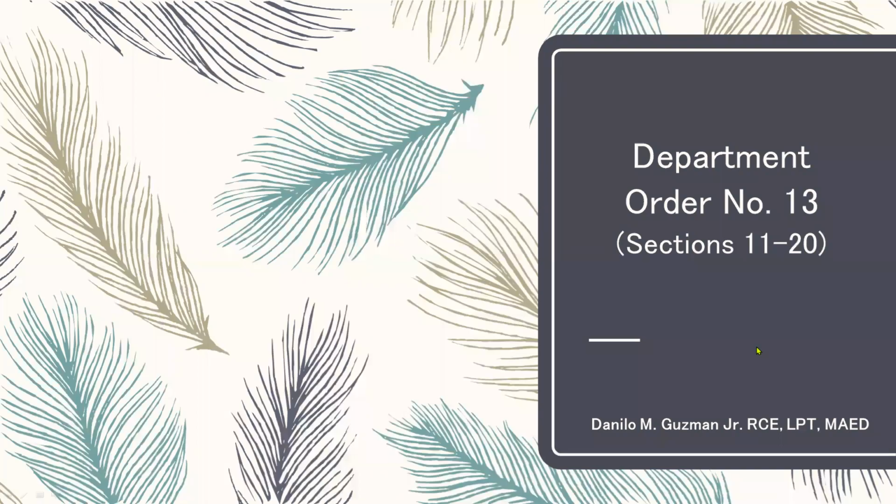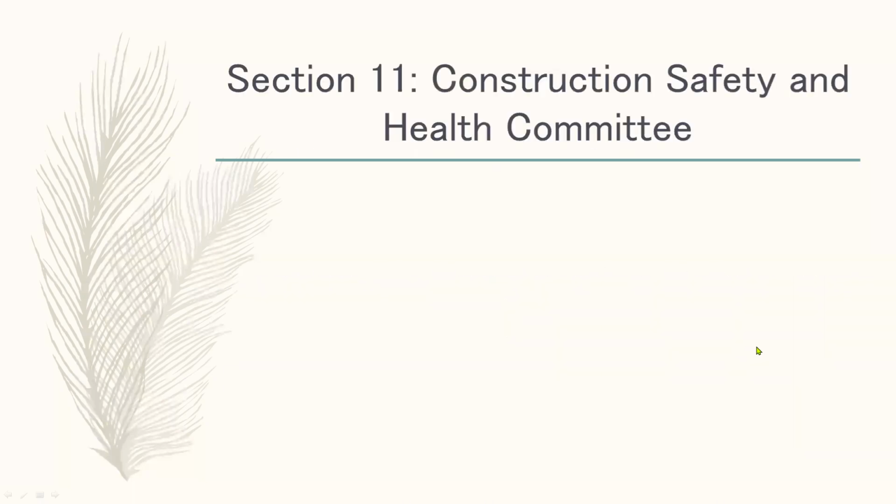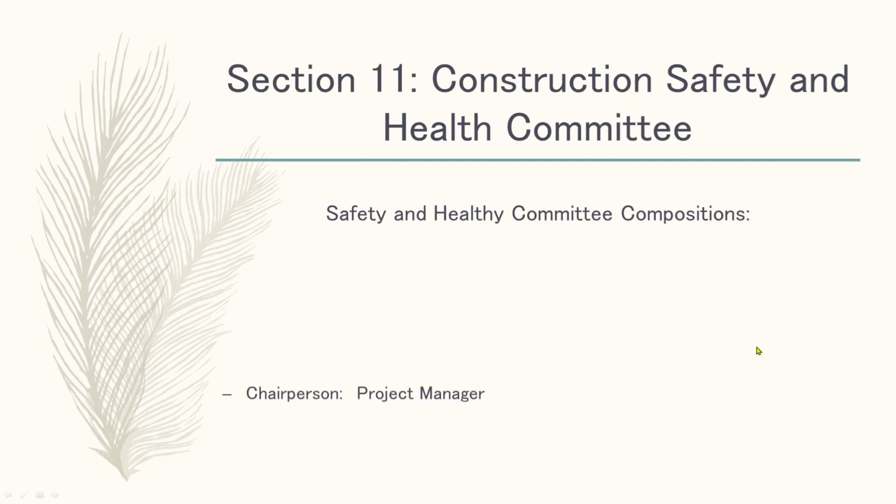Our session for today under Occupational Safety and Health, we have the Department Order number 13, Sections 11 to 20. And to start with, we have Section 11. Under Section 11, about the Construction Safety and Health Committee, we have the following to consider. The Safety and Health Committee composition comprises the following.